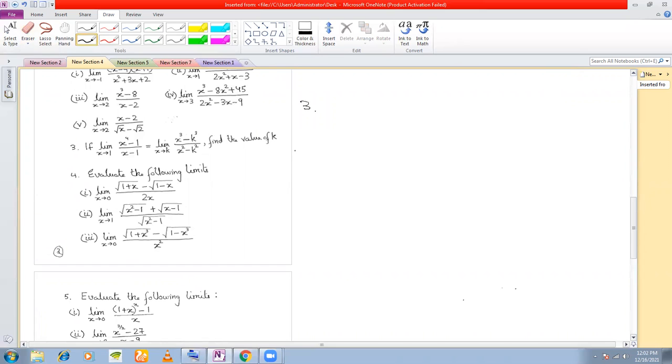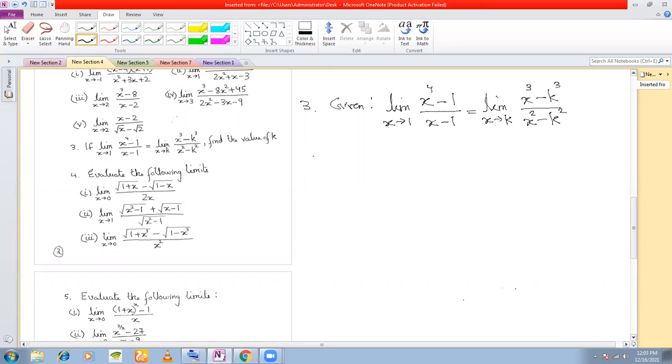Question number 3 is, if limit x tends to 1 is equal to limit x tends to k, so both the limits are equal. You need to find out the value of k. So given here is limit x tends to 1, x to the power of 4 minus 1 by x minus 1 is equal to limit x tends to k, x cube minus k cube divided by x square minus k square.